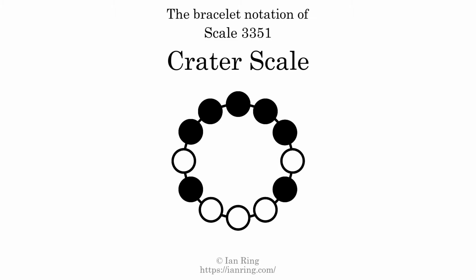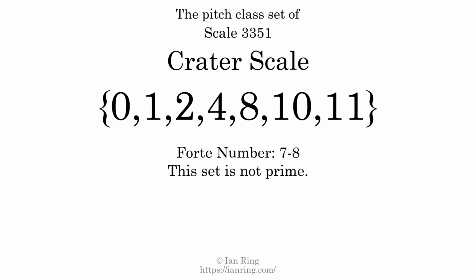This is a bracelet notation diagram of scale 3351. The shaded circles represent tones that appear in the scale, and they are read clockwise, starting at the top. The pitch class set for this scale is 0, 1, 2, 4, 8, 10, 11. The Forte class is 7-8. This set is not prime.